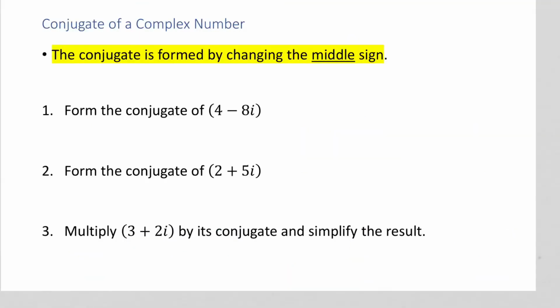Okay, next part, review, is what is meant by the conjugate of a complex number. So the conjugate is formed by changing the middle sign. So we only change one sign, the middle sign, no other signs. All right, so if I'm in number 1 forming the conjugate of 4 minus 8i, it's 4 plus 8i. Number 2, the conjugate of 2 plus 5i is 2 minus 5i.